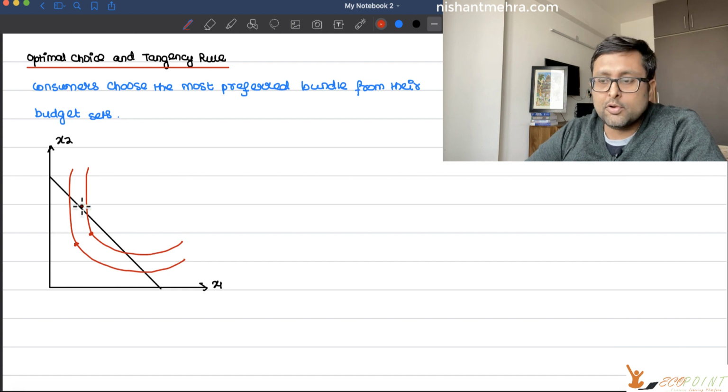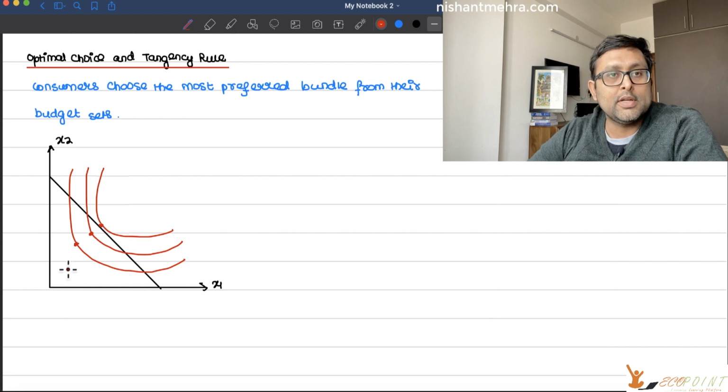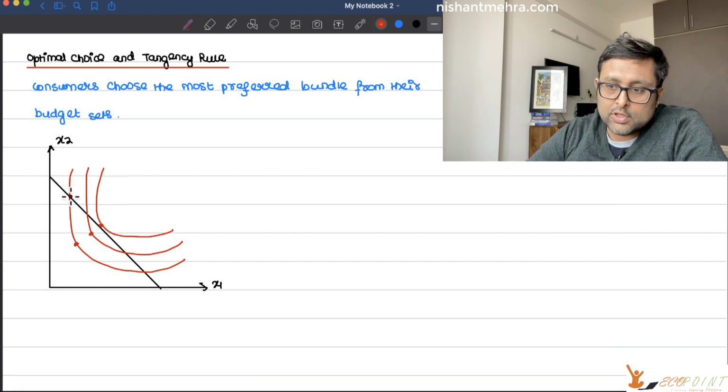But why even worry about this? Because if I consume on the budget, then I will be at a higher indifference curve as compared to when I am inside the budget. You with me? So because of that reason, you can actually not worry about the bundles which are inside the budget. You can just focus your attention on those which are on the budget.